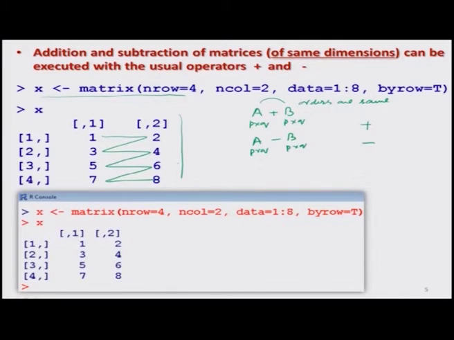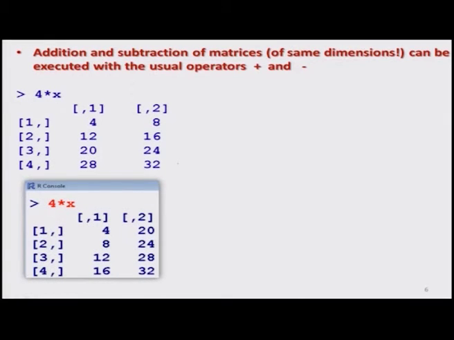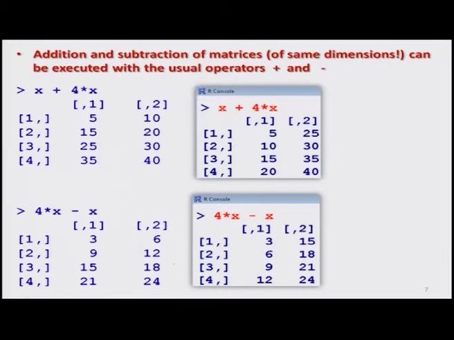I will take the same matrix and create another matrix, and then show the addition and subtraction. So, I create another matrix which we had created in the last lecture, just by multiplying the matrix X by 4, a scalar, and we obtain this thing that we had seen in the last lecture. Now, if I want to add these two matrices X and 4 into X, the command is very simple. You simply write X plus 4 star X, and you get the same outcome.